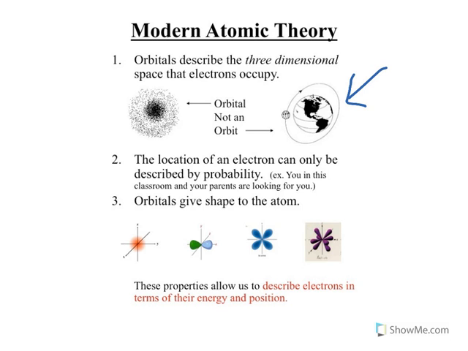Orbitals give shapes to the atom, and here are some different shapes. I'm going to go into a little bit more depth as I talk a little bit more about these, but these are the shapes just to kind of give you an idea of what the orbitals look like. And these properties allow us to describe electrons in terms of their energy and position.